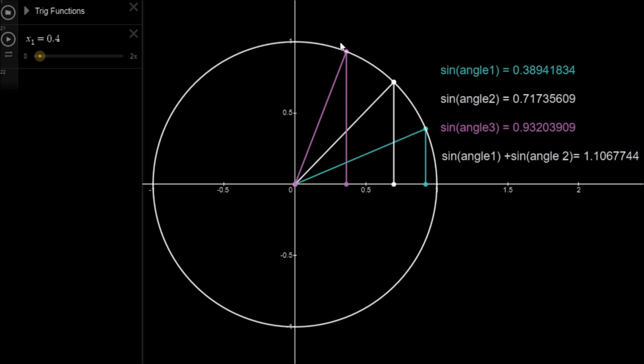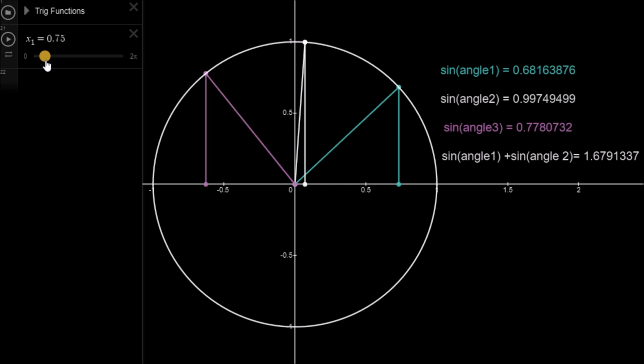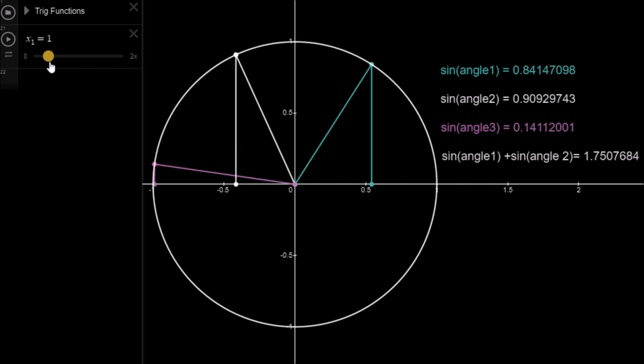And you can see quite clearly that this height here is not equal to that one plus that one. And if you were to shift this round a bit further, you could see that more clearly. So for example, the height here, which is the sine of angle 3, is not the same as the sine of angle 1, which is this height, plus the sine of angle 2, which is this height.